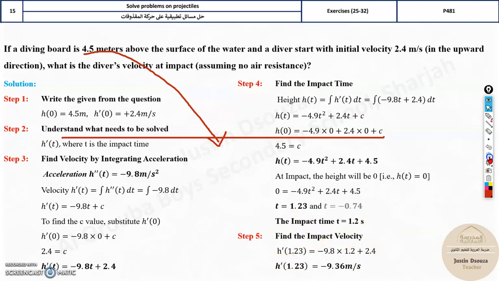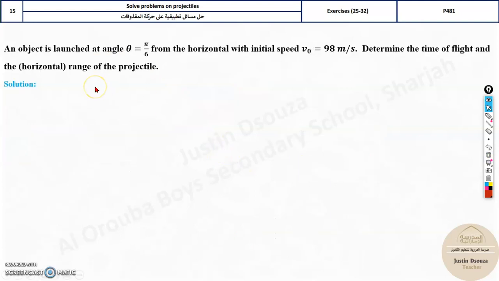Now let's see one more problem. It's similar. You need to solve it by yourselves. Solve more and more problems. You'll be thorough with this. Over here there is an object which is launched at an angle pi by 6 from the horizontal with initial speed v naught equals 98 meter per second. We need to determine the time of flight and the range of the projectile.